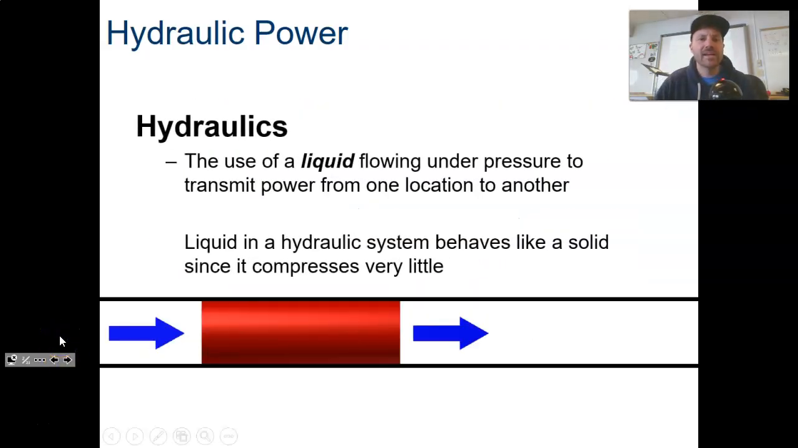Number one, hydraulics, it's a liquid. And liquid under pressure is not compressible. It's compressed very little. This is the major difference between hydraulics and pneumatics. With hydraulics, you're pushing a liquid, and a liquid basically behaves like a solid in the fact that you can't squeeze it to make it any smaller, unlike air. You can compress air.